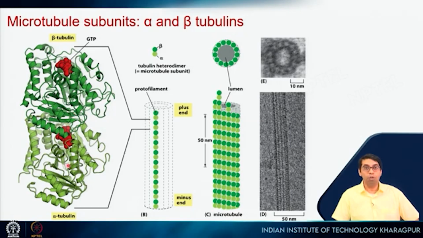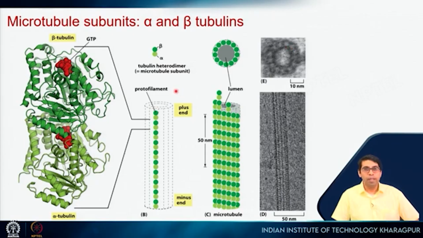So, these two monomers form a dimer like this, and then this dimer forms a linear chain which is called a protofilament. It turns out that there are 13 such linear chains which form this hollow cylindrical structure, right, and this is a microtubule. This is again an electron microscope image. So, this tubular structure can be seen here, and you can see the protofilaments, and if we see from this end you can see the hollow structure.